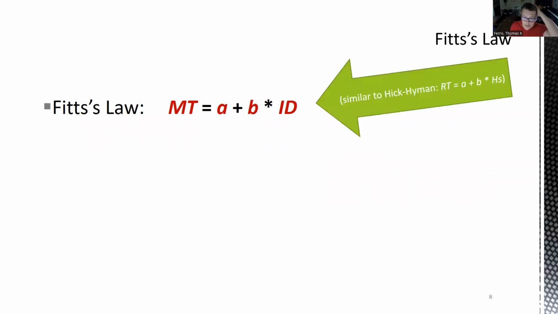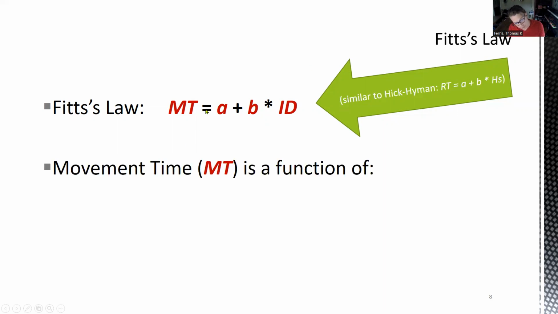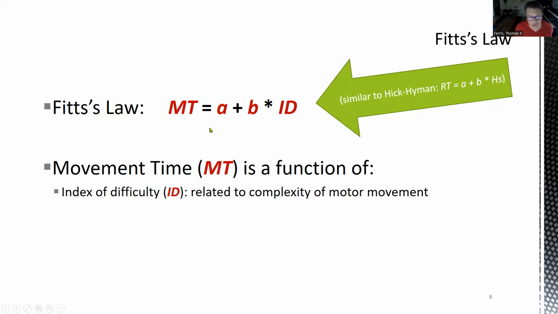So just like Hick-Hyman, in fact, we have a linear relationship between how complicated, how much thinking time is needed, and how long it takes to complete a movement. So we have A and B, which are both constants, and ID stands for the index of difficulty. And so this is going to have some logarithm in here. I'll show you on the next slide or so. But just think of this as how complicated the motor program is.